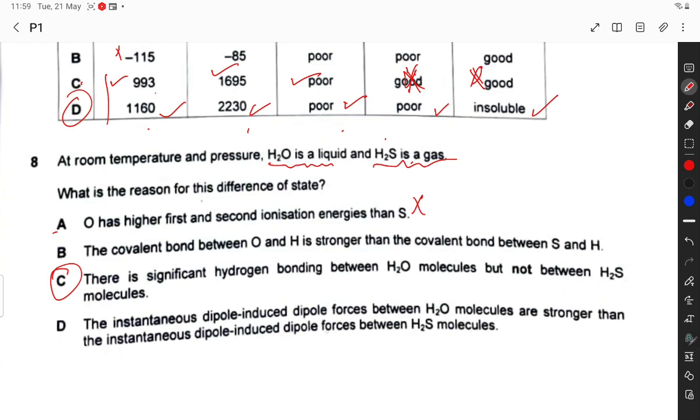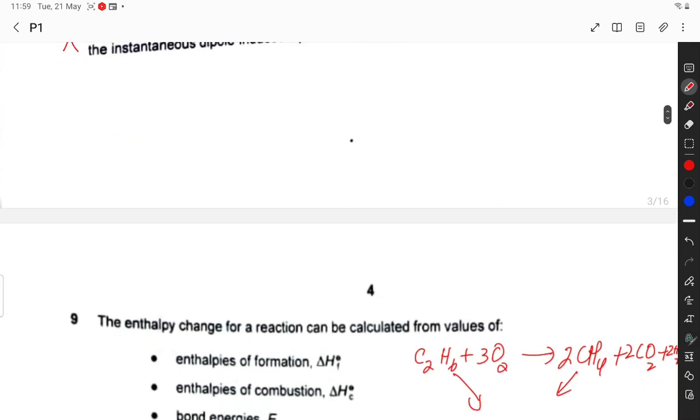The instantaneous dipole induced dipole forces between water molecules are stronger than the instantaneous. So there is no instantaneous dipole forces in water. There is permanent dipole and hydrogen bonding in water. So that's why it is also incorrect.